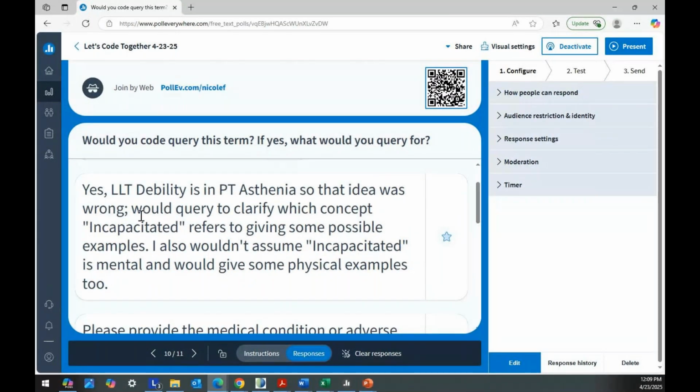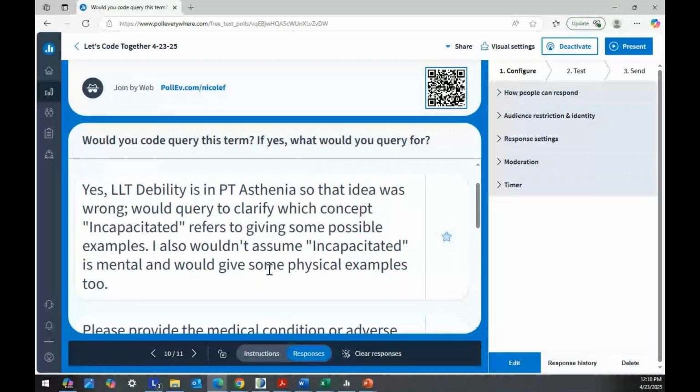Okay, yes, they would query. Debility is an asthenia, so that idea was wrong. Would query to clarify which concept incapacitated refers to, giving some possible examples. I also wouldn't assume incapacitated is mental and would give some physical examples too. So that's great. That's something to keep in mind, right?